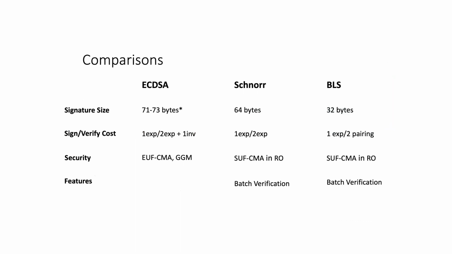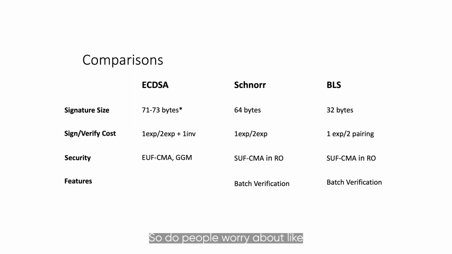So again, if I try to put together and draw some comparisons here, the main advantage of BLS signatures is that they're much shorter. Signing cost is about the same. Verification cost is higher because, as I said, the pairing operation is typically more expensive than exponentiations. The security is comparable to that of Schnorr, and it also allows for batch verification.